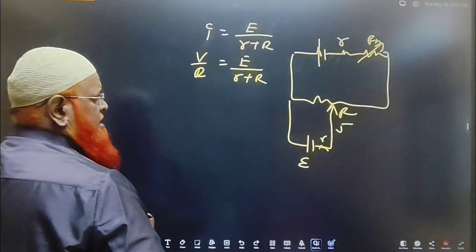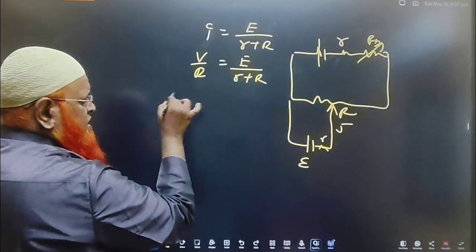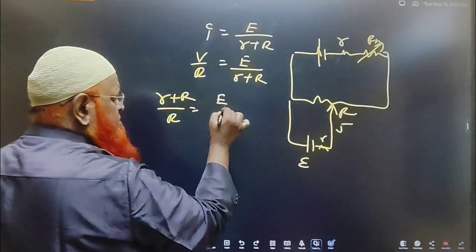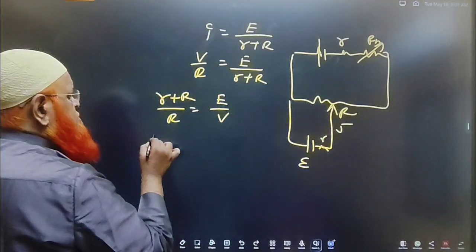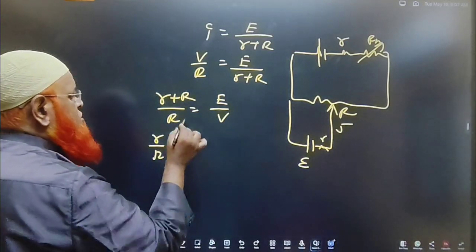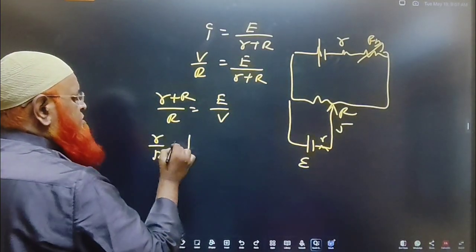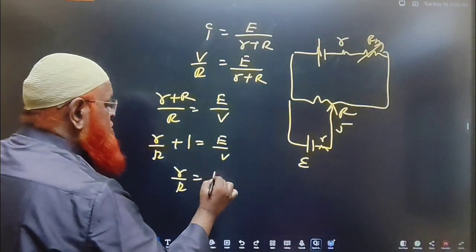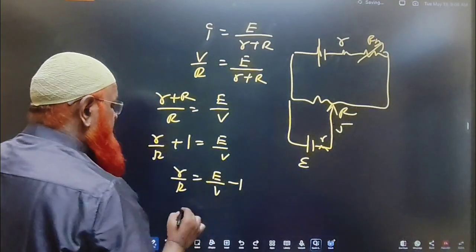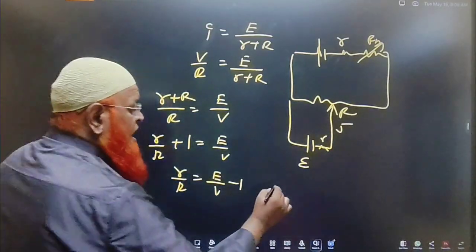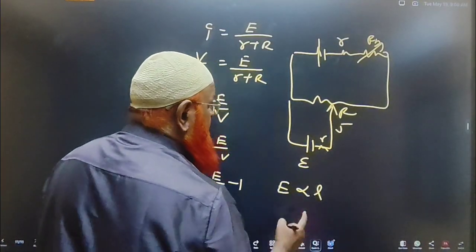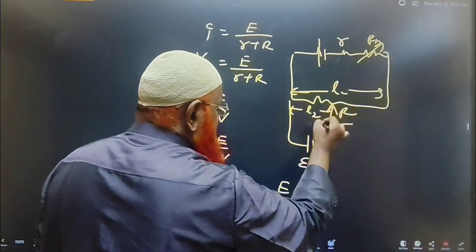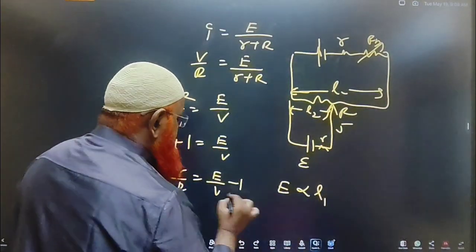How do you find it out? For that, I have taken small r plus capital R divided by capital R, which is nothing but E by V. So small r by capital R plus R by R, which is 1, is E by V. Small r plus capital R is equal to E by V minus 1. Here I told you that E is directly proportional to L1, the total length of the wire, and V is taken as L2.